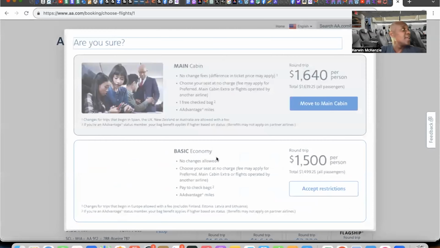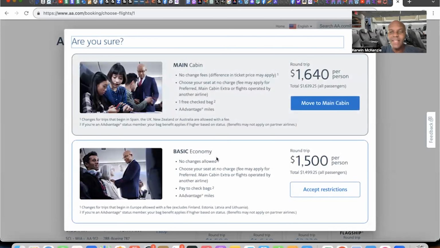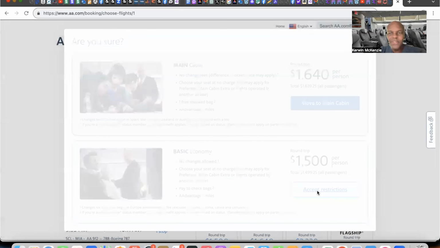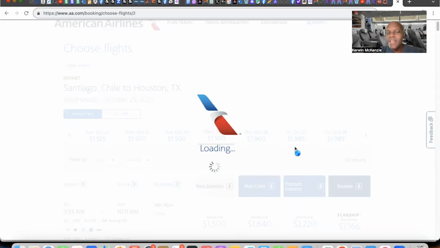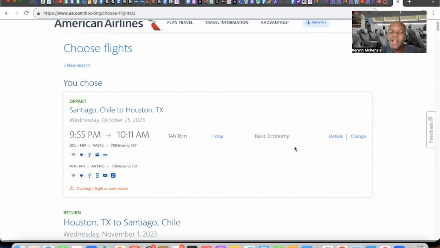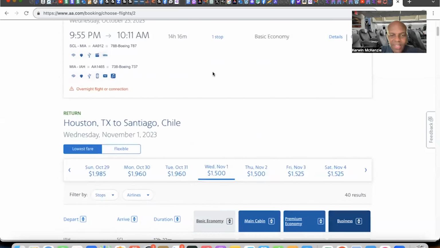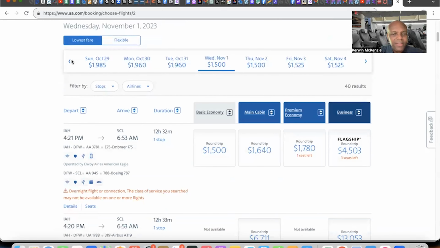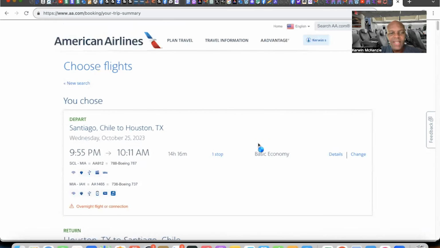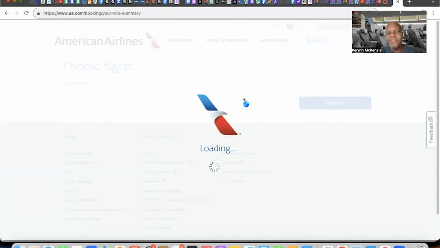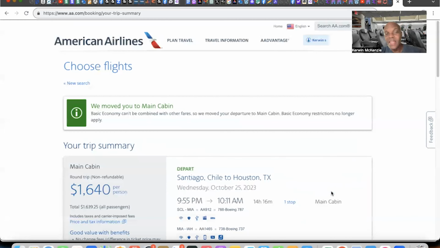It's crazy. Let's accept the restrictions, because it's a basic economy fare, and even the other one, the regular fare, was $1,640. Remember we were talking in another video about how to decide which fare you want to get, and I think I messed it up. I didn't click the right button. Oh, I just have to pick the return. So let's return in main cabin, and then it should give me the details of the fare.